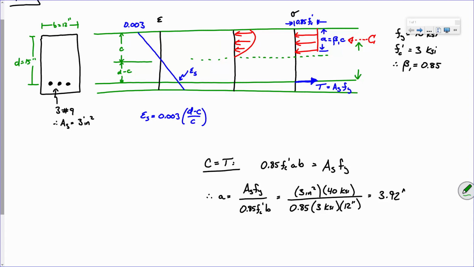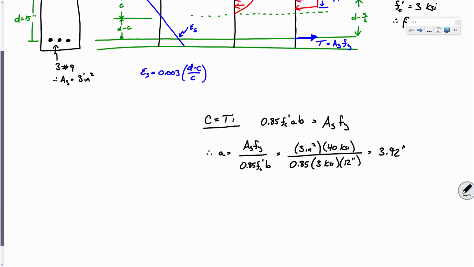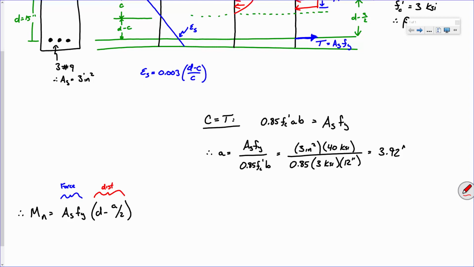So I propose that the moment capacity, if this moment arm is d minus a over 2, to calculate the moment capacity, Mn, it is a force acting about a given distance. So if you want a behavioral explanation, this part is the force and this part is the distance. So now we can plug and chug.